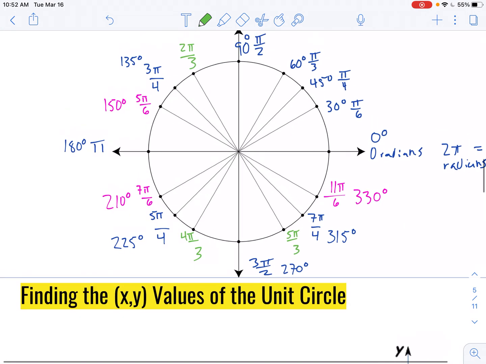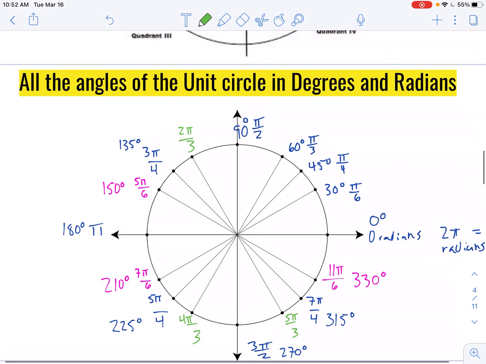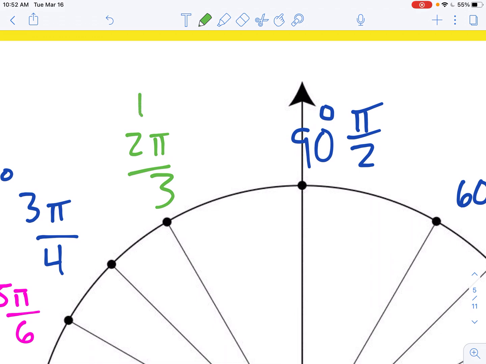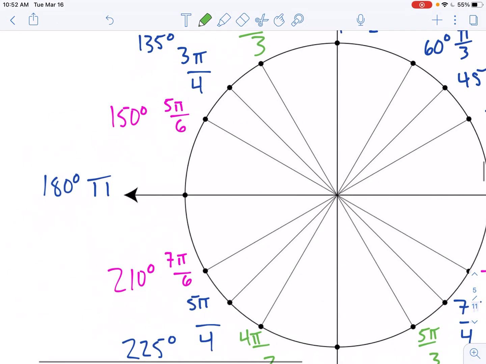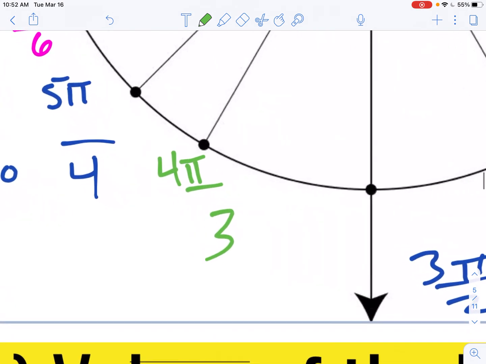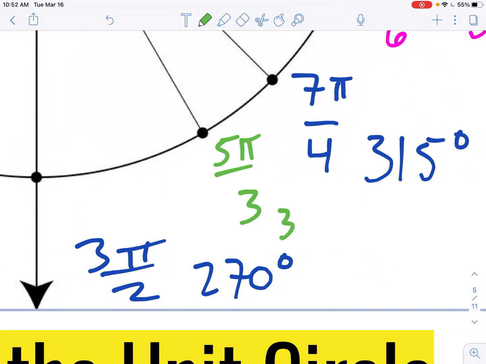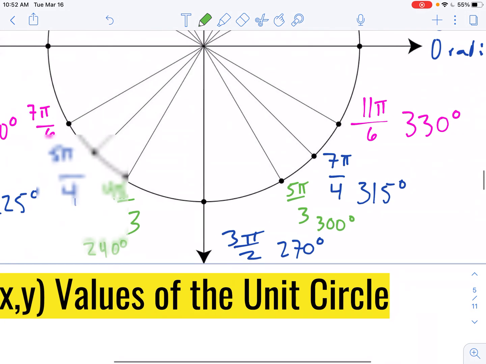Now finally, when I think about degrees, pi over 3 is 60 degrees, so we're adding another 60 degrees here, so this is 120 degrees. We're adding 60 degrees to 180 degrees, so this is 240 degrees. And then we're adding another 60 degrees there, so that's 300 degrees at this 5 pi over 3.